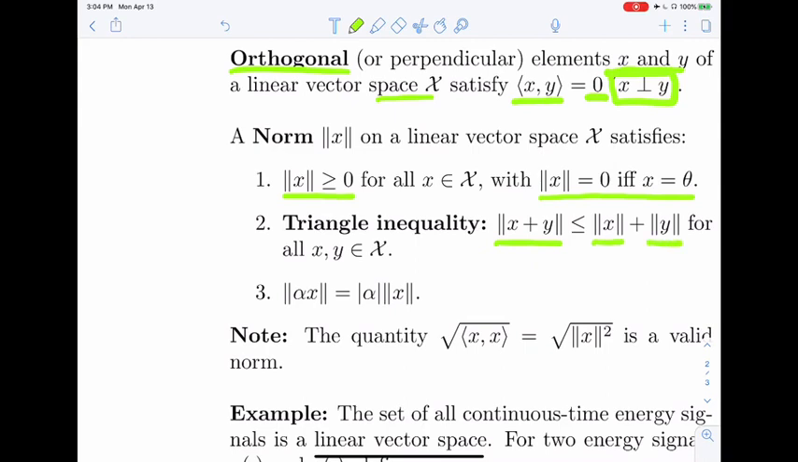We can get a nice geometric interpretation for this using things like a Cartesian plane. And then the last one is that the norm of alpha times x is just the absolute value of alpha times the norm of x. So we should be able to pull that alpha out and just scale the norm of x by the absolute value of alpha. Okay, so that's a way of getting norms. It's a way of telling us the size of a vector.